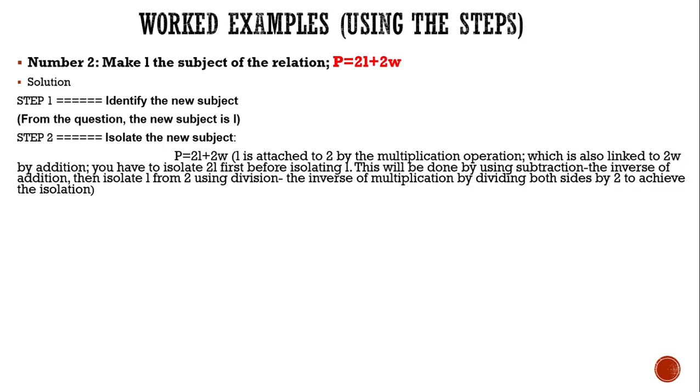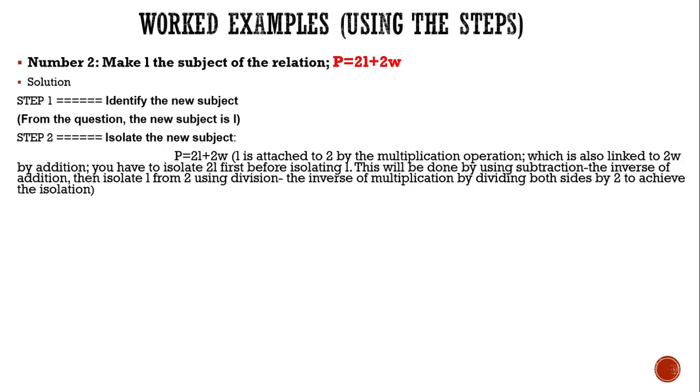L is attached to 2 by multiplication operation, and this 2L is also linked to another term 2W by addition. So to solve this, you will need to first of all isolate 2L before isolating L. For you to isolate 2L, you subtract both sides using 2W. That is, you subtract 2W from both sides. After that, you now isolate L by dividing both sides by 2.